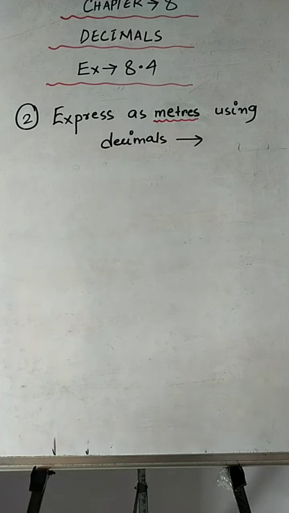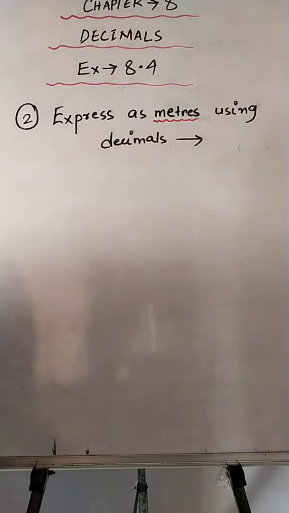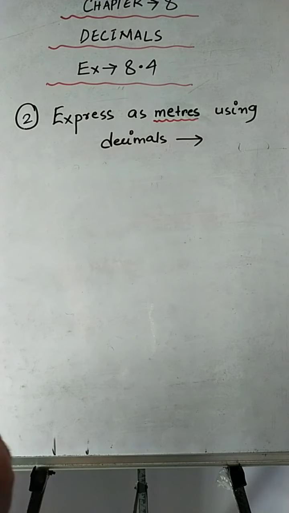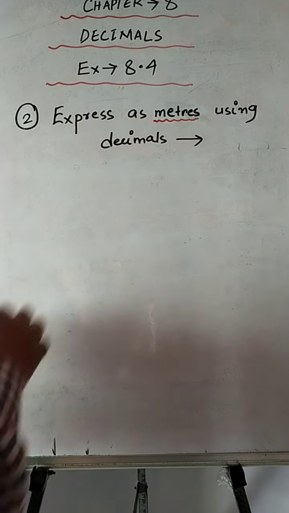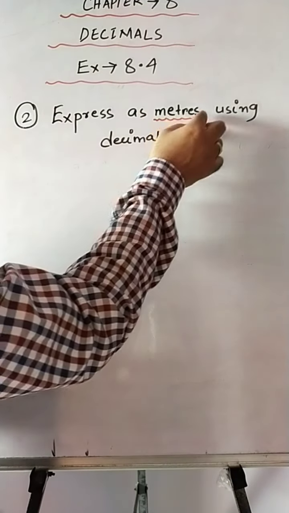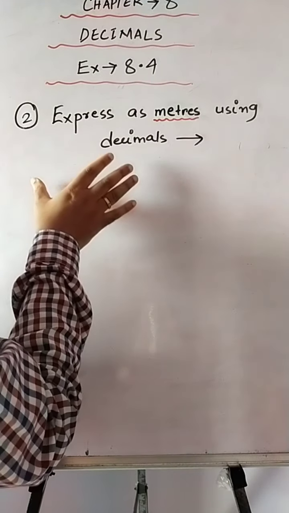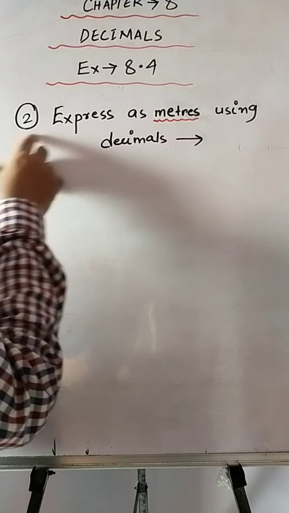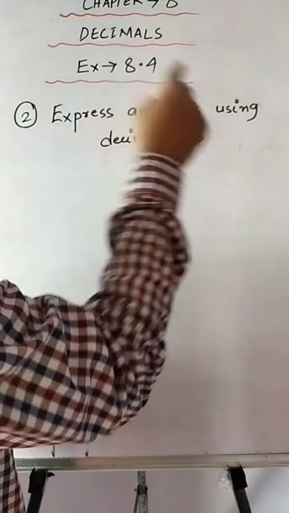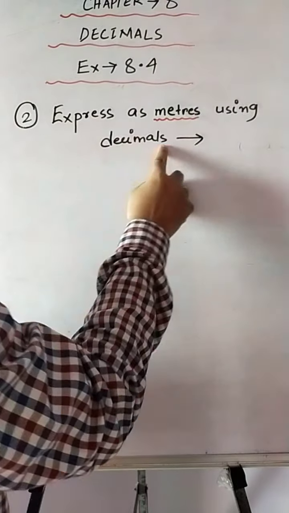Students, now in this session I will explain question number 2, 3 and 4 of exercise 8.4, chapter 8, decimals. Now what is there in question number 2? Express as meters. So we have to convert the following sums which are under question number 2 into the meter form, using decimals.